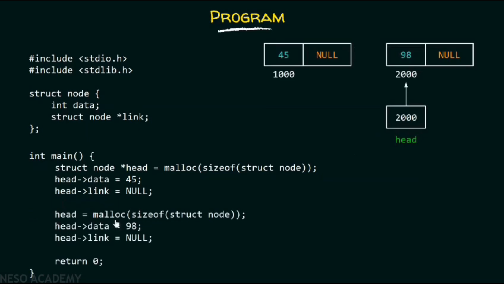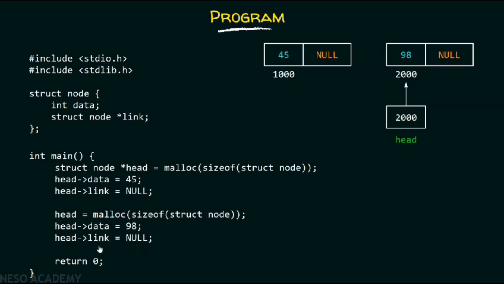Obviously, we want to create the second node. We again have to call this malloc function. I am putting the address returned by malloc into the head pointer. Now I have the pointer to the second node, and with the help of the head pointer, I am trying to assign 98 as data and null to the link part.